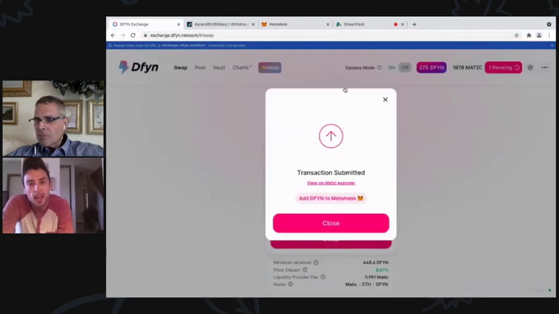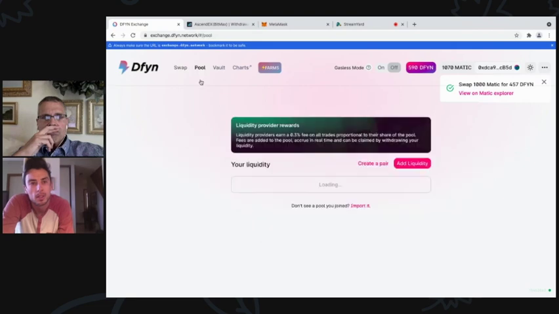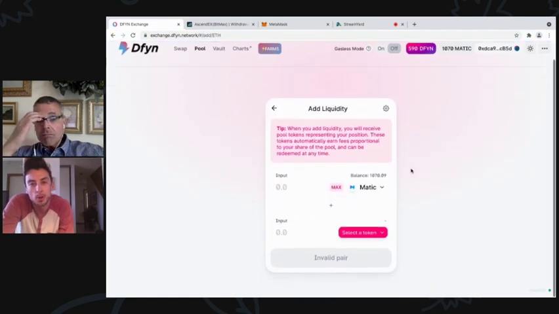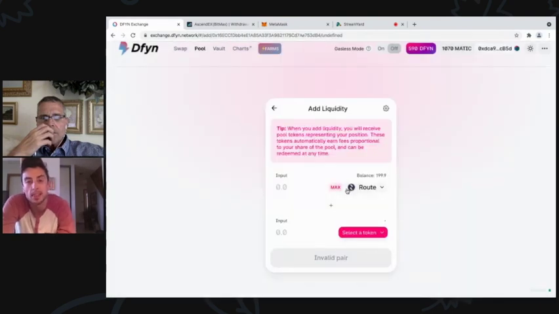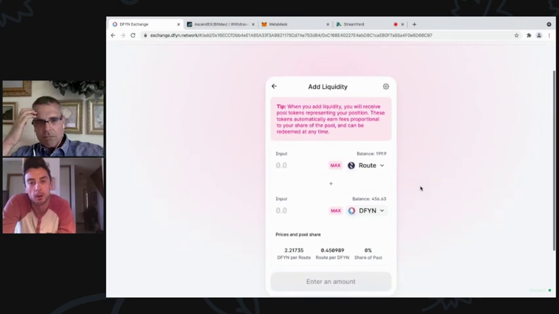So how you make an LP. You go to pool, and you go to add liquidity, and then you're going to pair up your root, because we want a root and DFYN pool. So you have to create an LP that deals with both of those. Okay, so here we go. Every LP is 50-50, which means if I want to do $1,000 worth of root, I have to do $1,000 worth of DFYN.